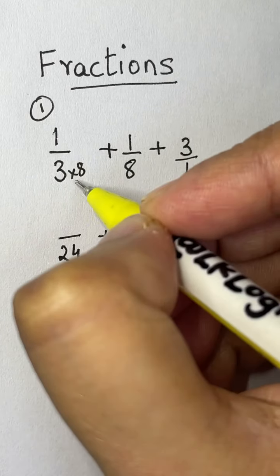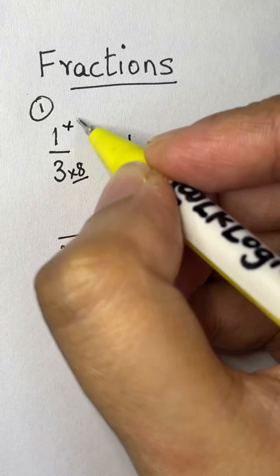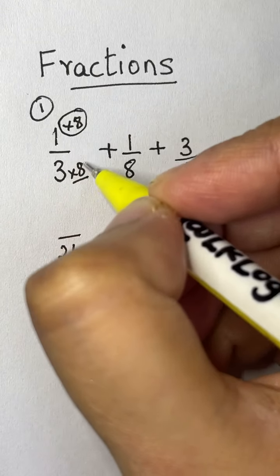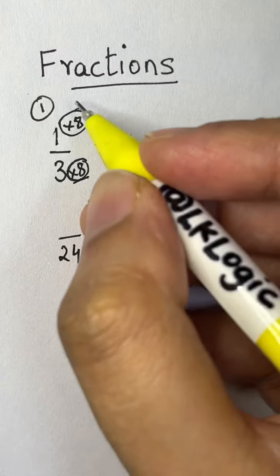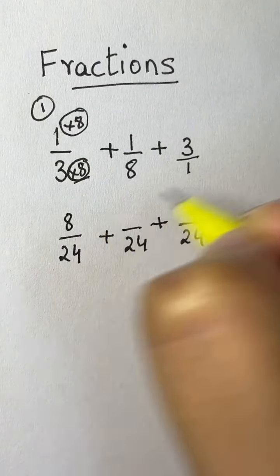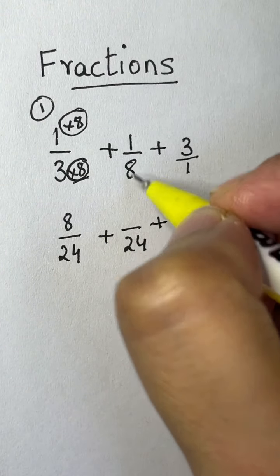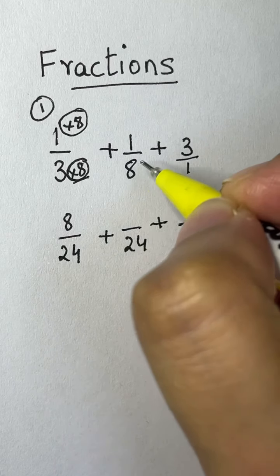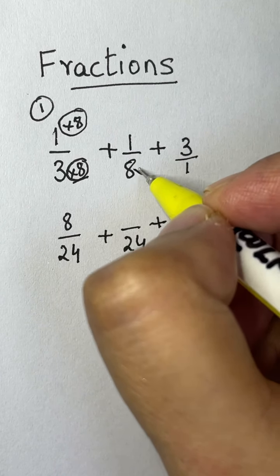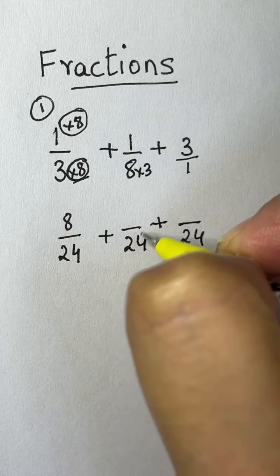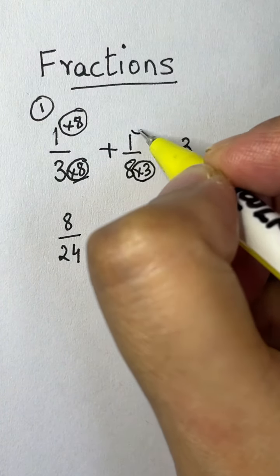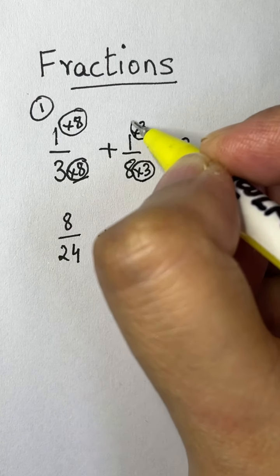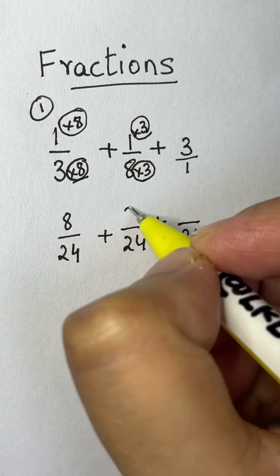So you have to multiply the same thing with the numerator also. Whatever you have multiplied here, you have to multiply the same thing with the numerator. So you have 1 times 8 as 8. Now, how can you convert 8 to 24? You have to multiply something, right? 8 times 3 is 24. So whatever you have multiplied here, that's times 3, goes to the numerator also. 1 times 3, 3.